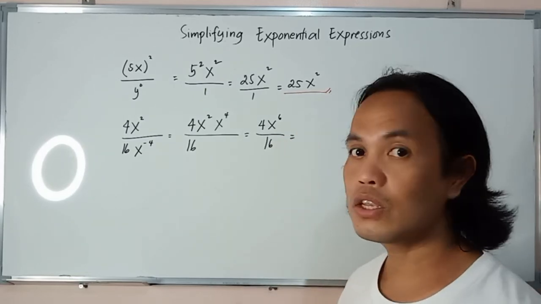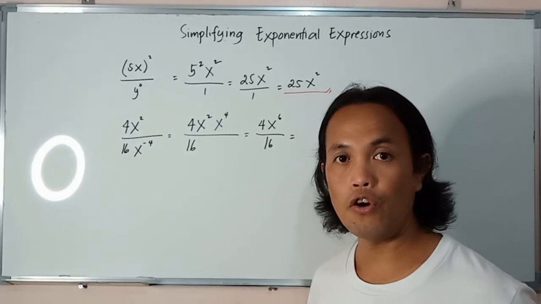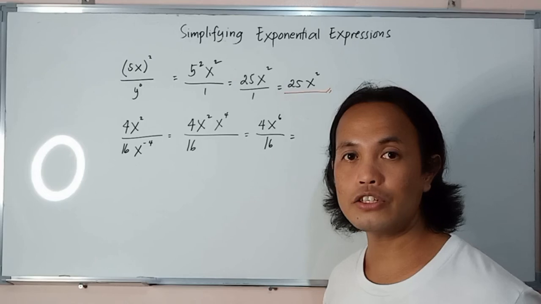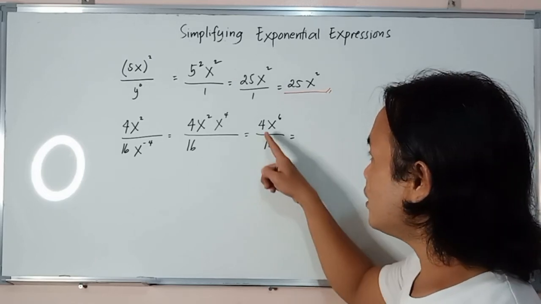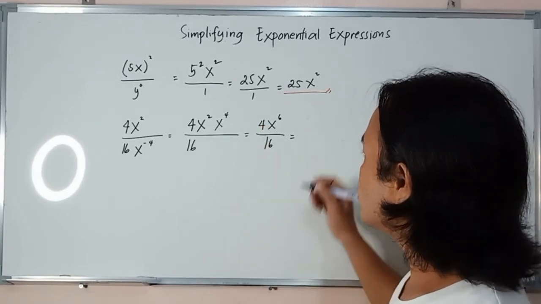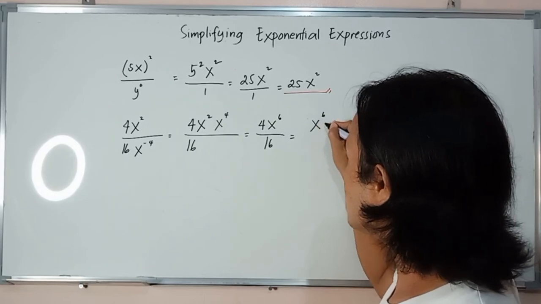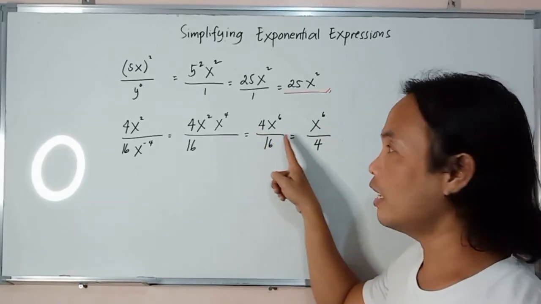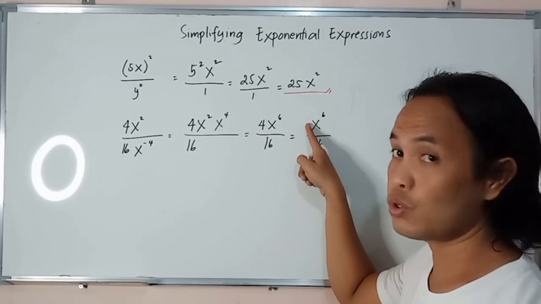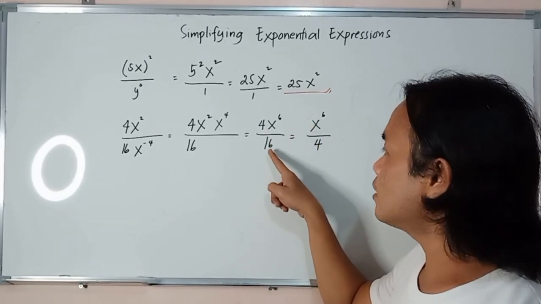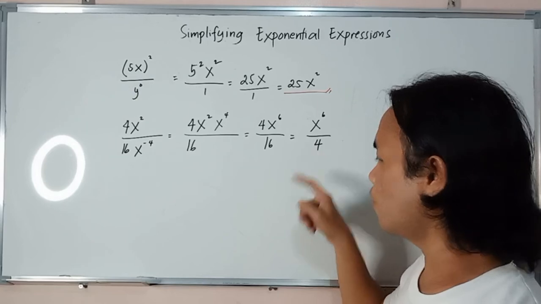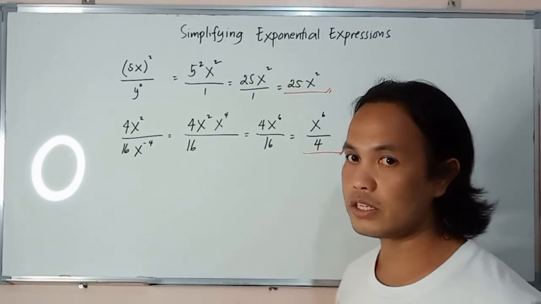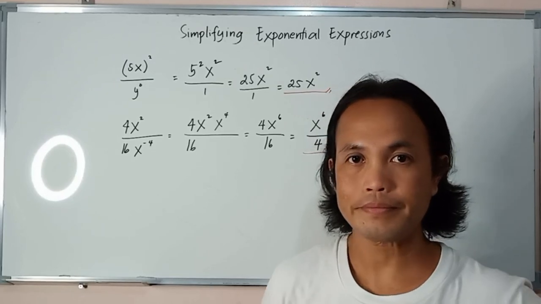Then afterwards, we will simplify 4 over 16 by reducing the numerator and denominator by 4. So divide this by 4, divide this by 4. So this becomes x raised to 6 over 4. 4 divided by 4 is 1, and it has an assumed coefficient here is 1. So then 16 divided by 4 is 4. So our final answer is x raised to 6 over 4.